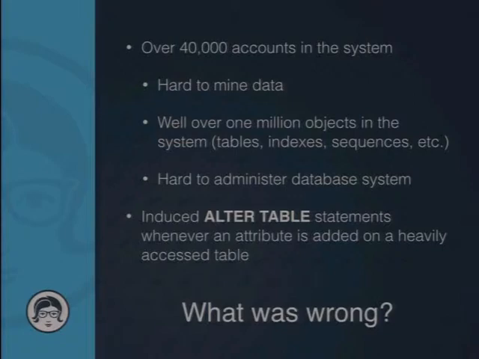So what was wrong? We eventually had over 40,000 accounts in the database. Made it a little bit hard to mine some data. We ended up with over 1 million objects in the system catalog. And whenever someone wanted to change, add, or remove an attribute, that table was heavily accessed across the application, enough that doing an alter table statement on that would freeze up the application for everyone.